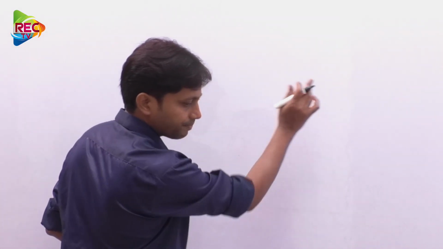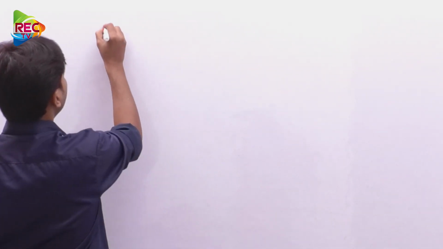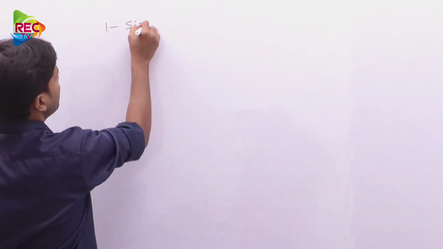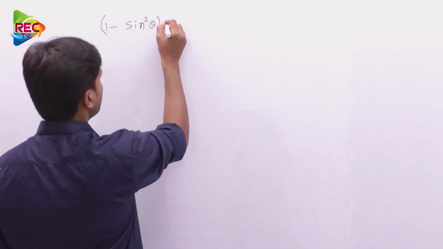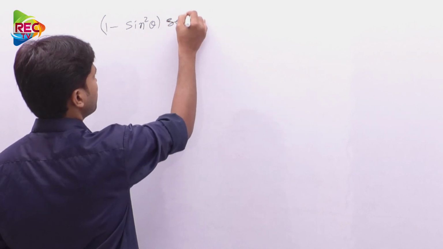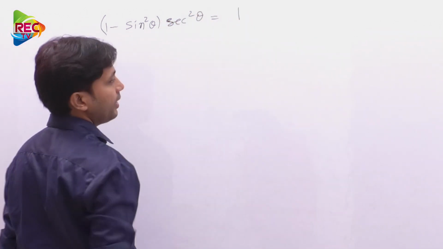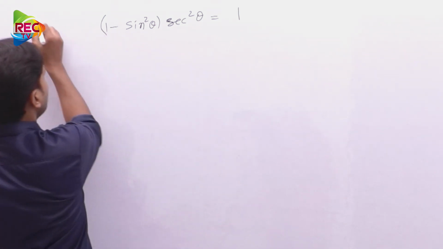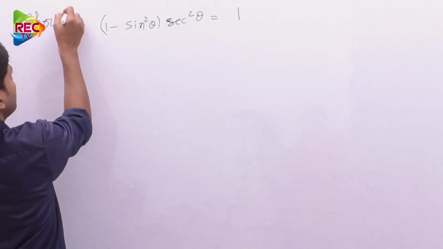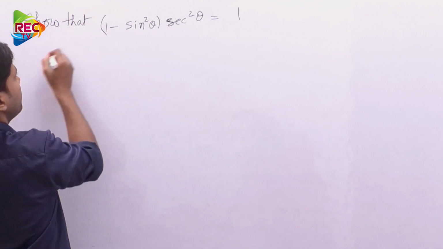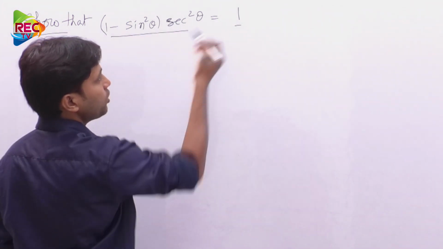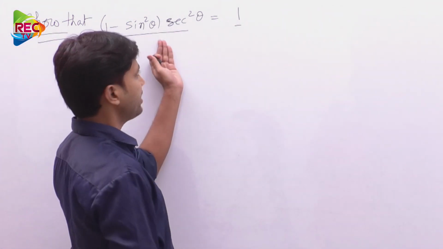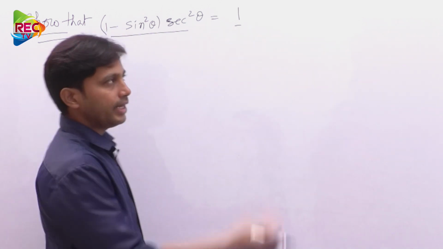See here, our first example would be, we need to solve this. So, see here, 1 minus sin square theta into secant square theta equal to 1. We have to show this. Show that. Okay, that means we have to show this entire expression is equal to 1. Means this LHS equal to this RHS. How to show this? Let us take LHS first.